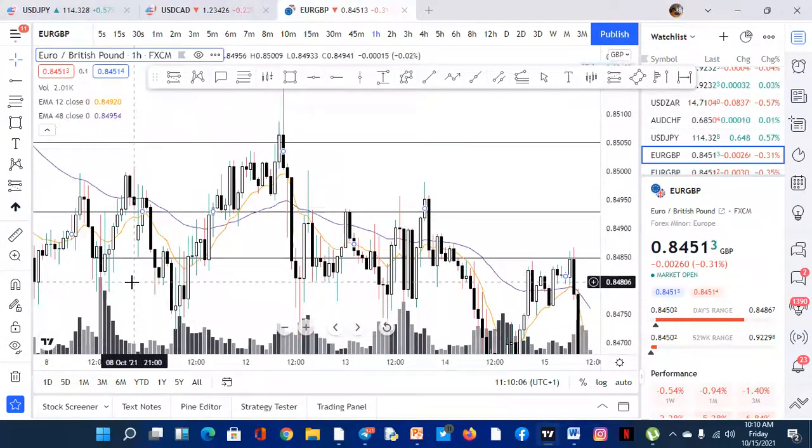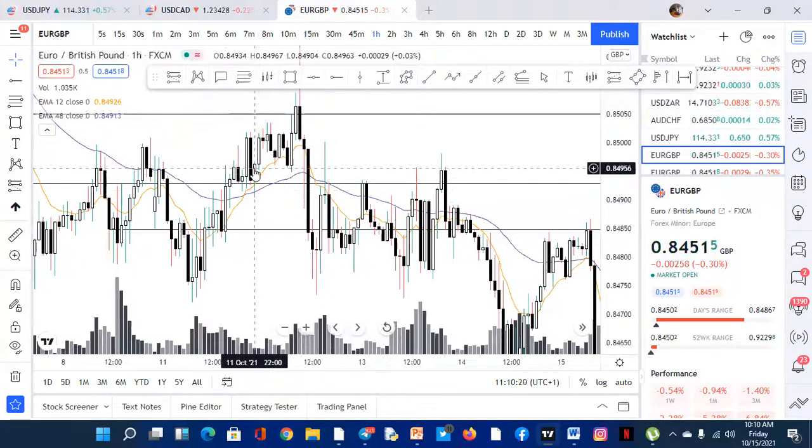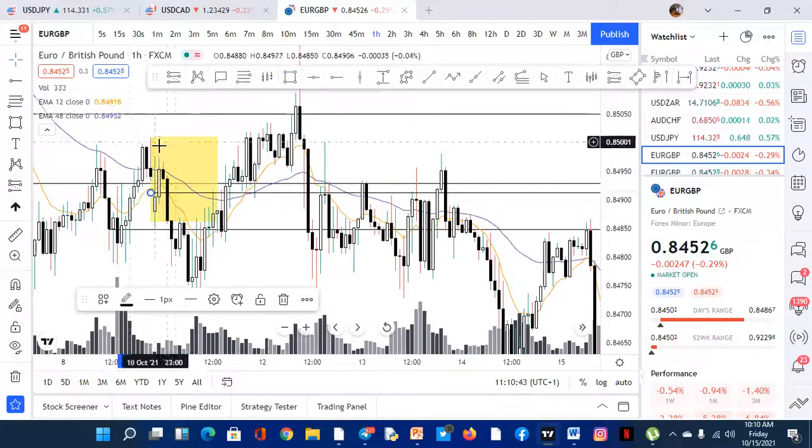Okay, so you see here, most of the body of the candle that closes is outside the moving average. Most of the body is outside a moving average. You can see this one. Okay, this one too, most of it is outside. But if I take the distance from where we touched to where we closed, and look at the moving average, there are more spaces above than below.